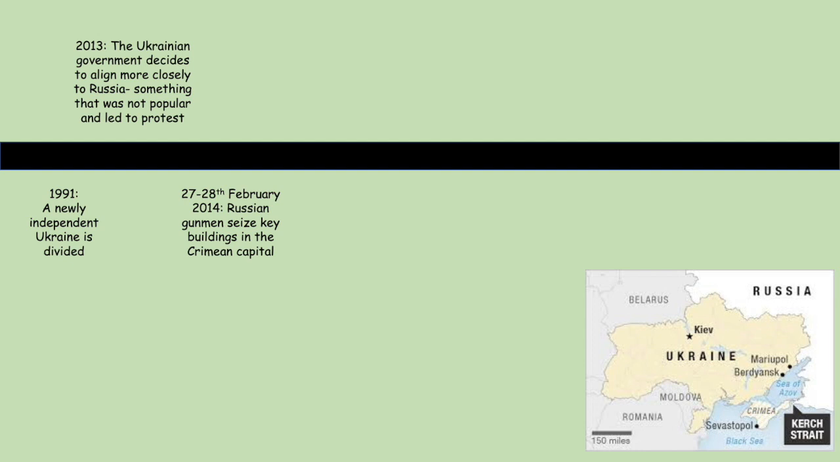Between the 27th and 28th of February 2014, Russian gunmen seized key buildings in the Crimean capital. Remember, Crimea is the area I was just talking about on the previous slide that Ukraine previously had control over. On the 16th of March, the Russian President Vladimir Putin took control of Crimea and moved a large number of Russian troops to the Russian-Ukraine border. This was not seen as legal by the USA, UK and EU.